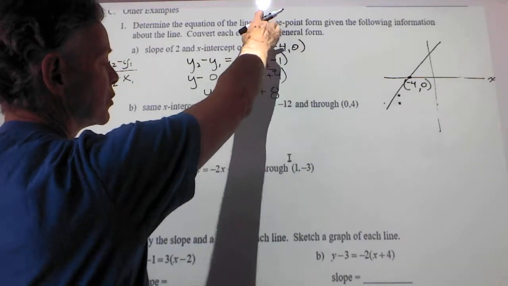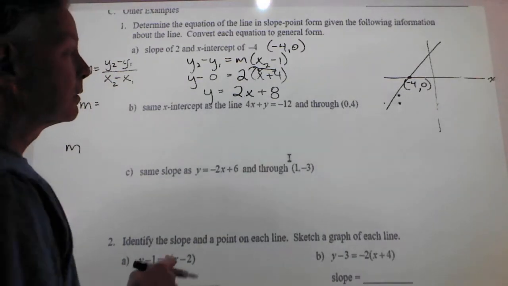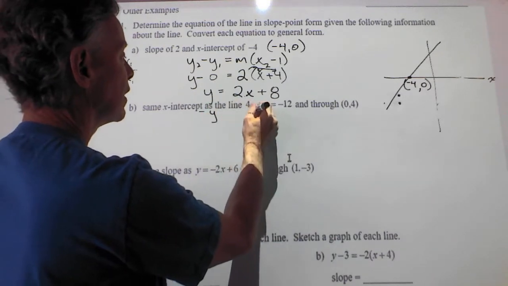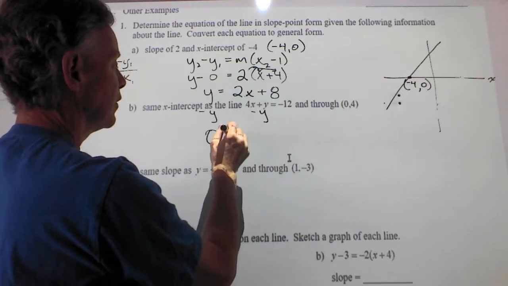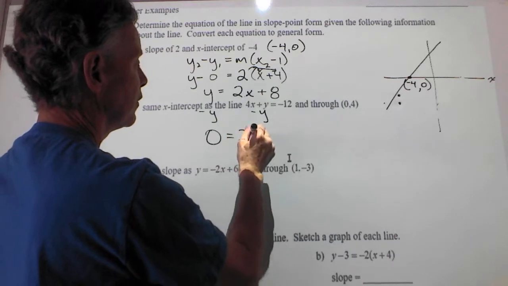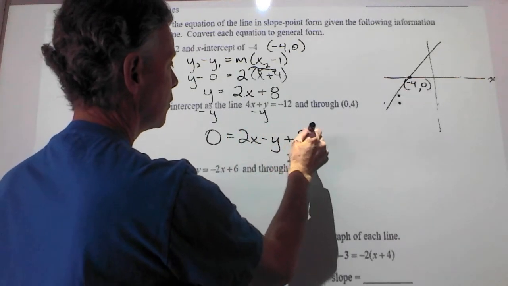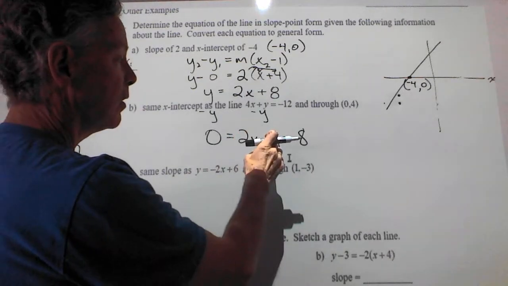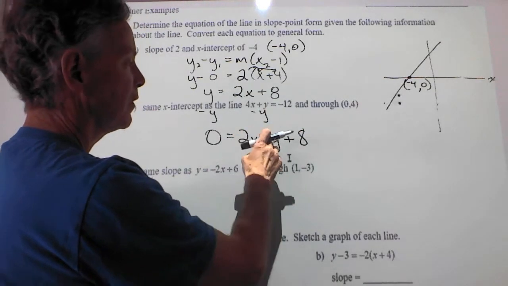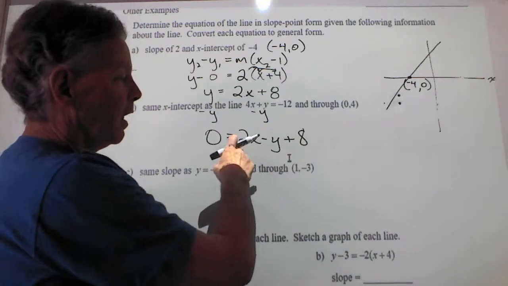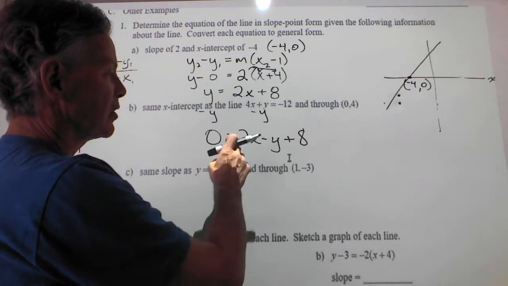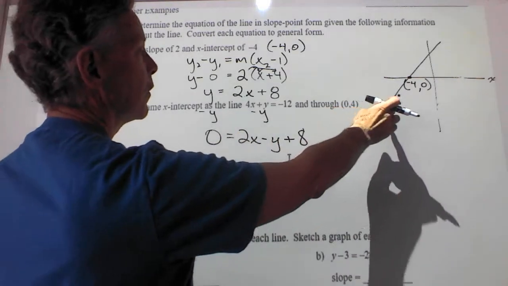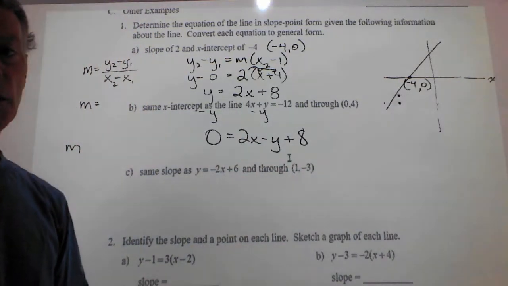Now we have to put this in general form. Easy. We just have to move everything over to one side, so we're going to subtract y from both sides. Y minus y is 0, and this side becomes 2x minus y plus 8. Check and make sure it's really in general form. They're all integers, right? We have +2, -1, and 8. The coefficient of x, the number attached to x, is positive, so we're done. This is our general form for this line. Okay?